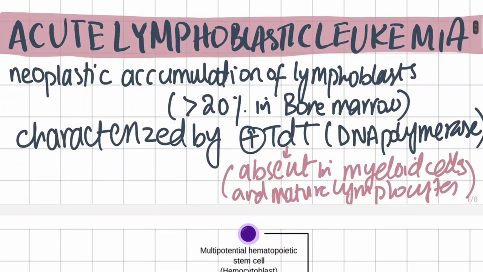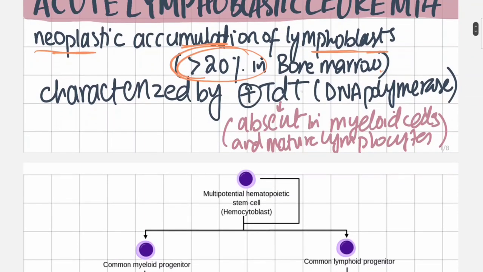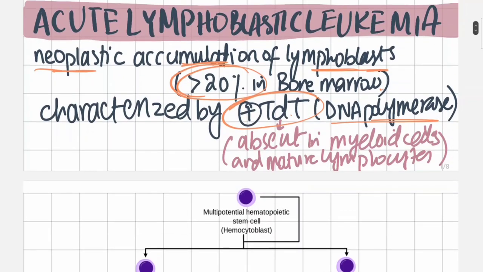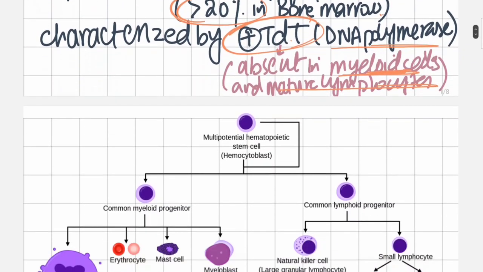Okay, now we talk about acute lymphoblastic leukemia. So it is a neoplastic accumulation of lymphoblasts. It is more than 20% in bone marrow, then we call it ALL. It is characterized by positive TdT test, and TdT is basically a DNA polymerase. But important that it is only raised in case of ALL because TdT is negative in both myeloid cells and mature lymphocytes. So highly specific for ALL.